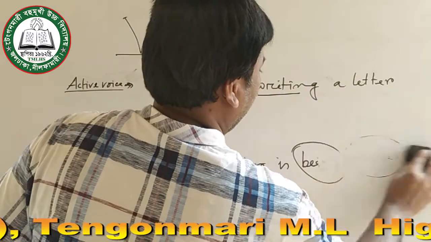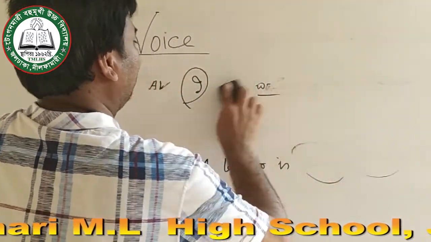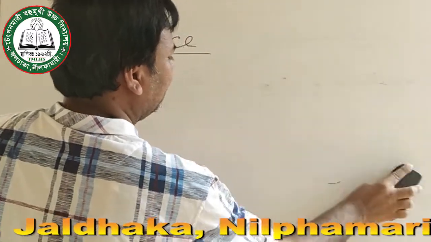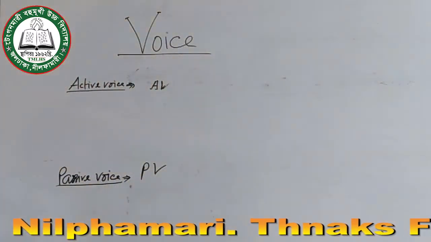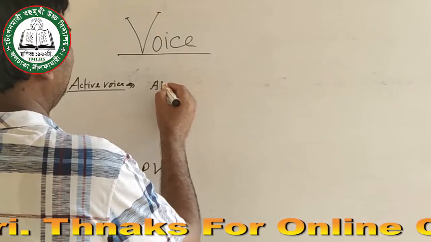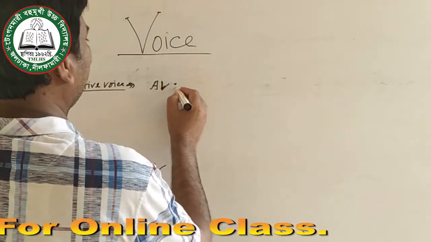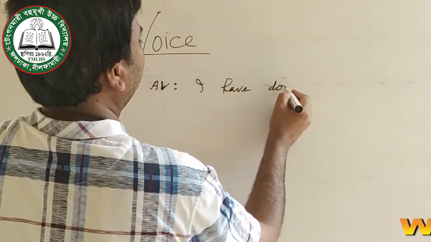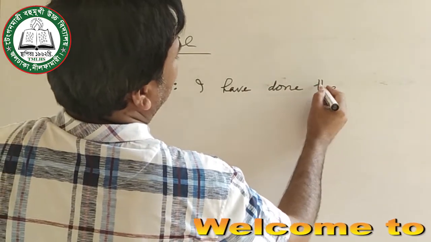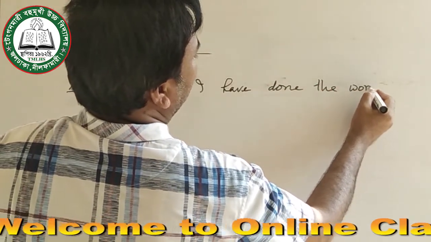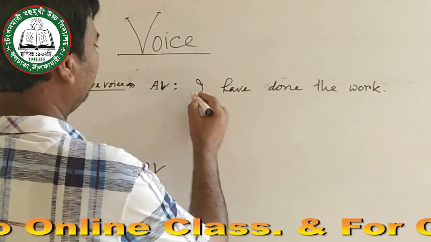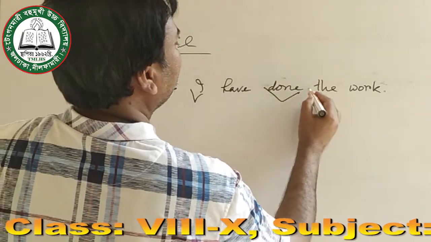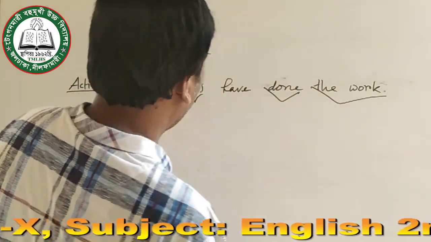Now I will write another example. My dear student, look at here with attention. I am going to write another example. Perfect tense. I have done the work. Here, my dear student, subject, PV principal verb, this is auxiliary, and here it is O, object.